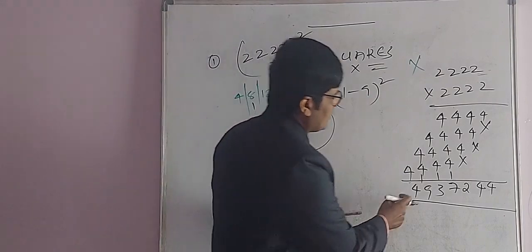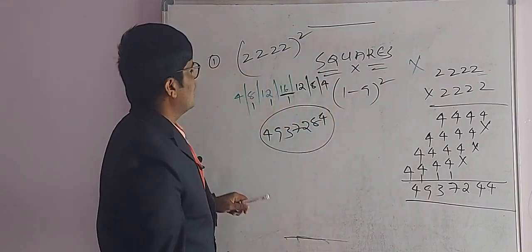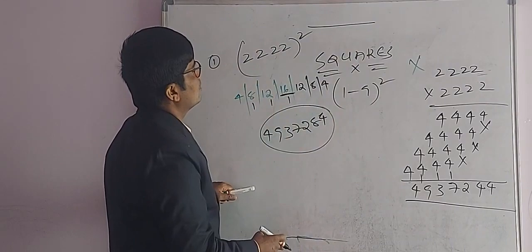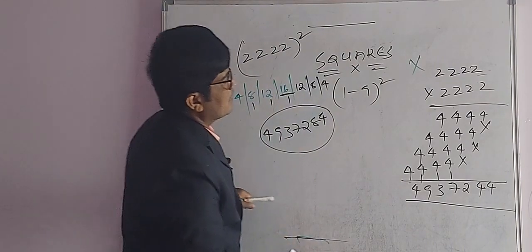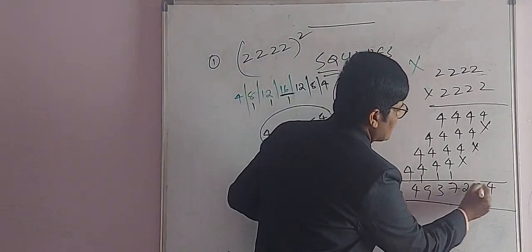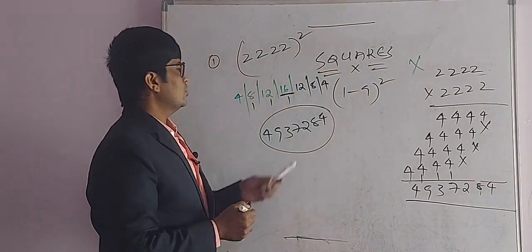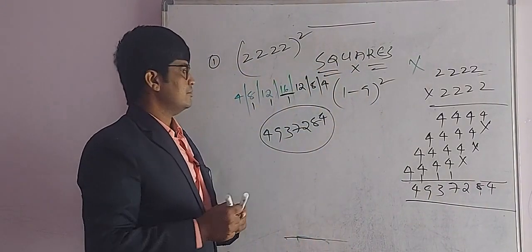Now let us check here. 4937244. Something we are missing here, we can say 8. So we are getting the same answer.